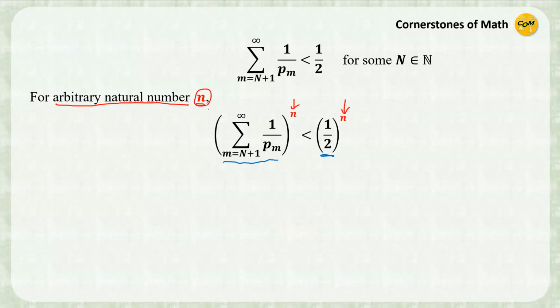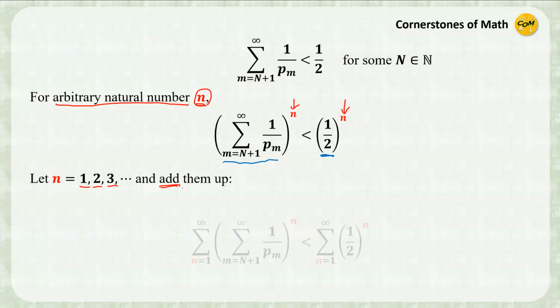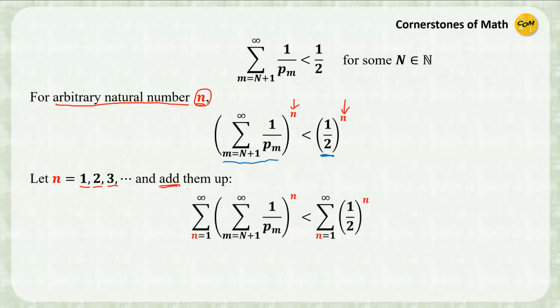Since n can have any natural number values, we can just substitute n with 1, 2, 3 and so on, and add them up. This leads to this inequality, where now both sides are infinite series with infinitely many values for n. And this is our first inequality. Needless to say, the left-hand side became rather complicated.